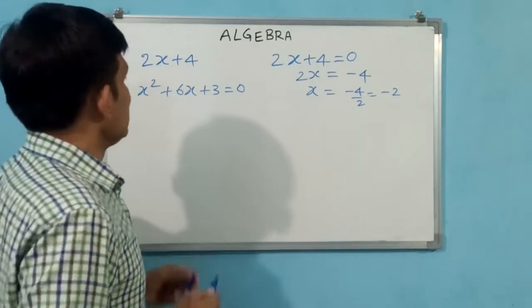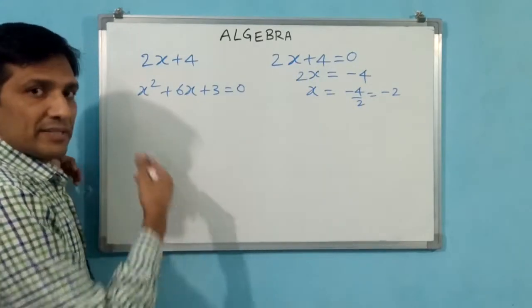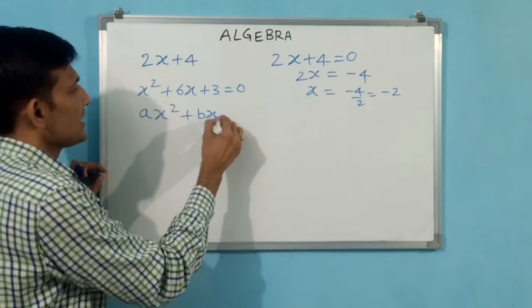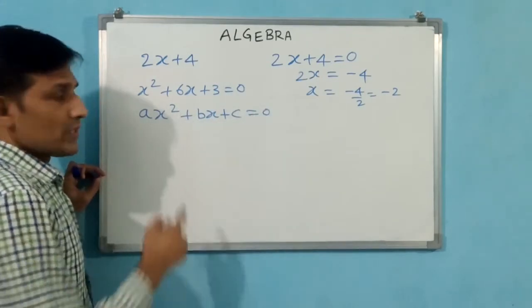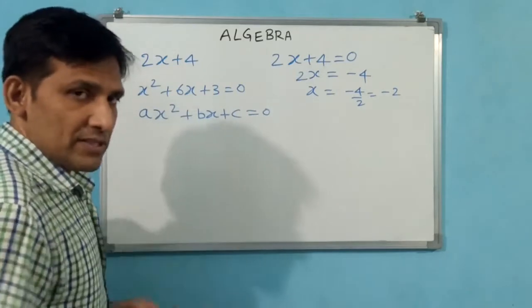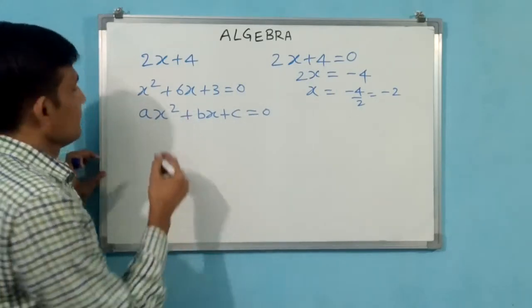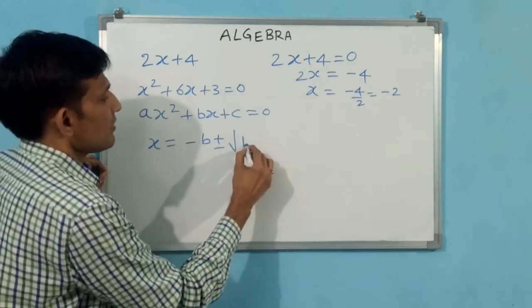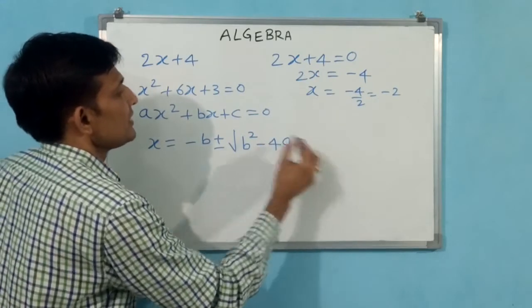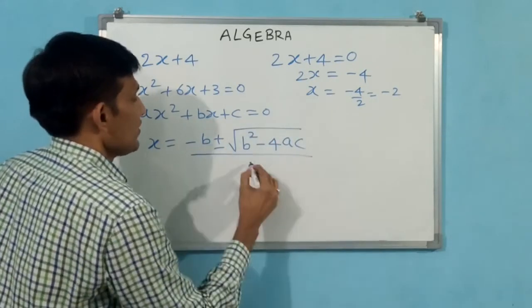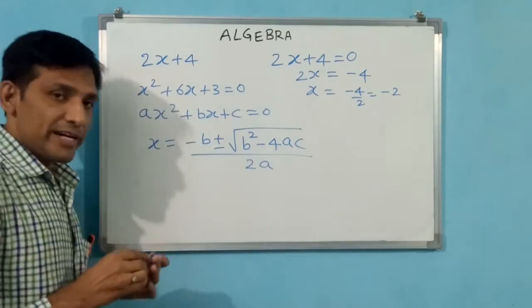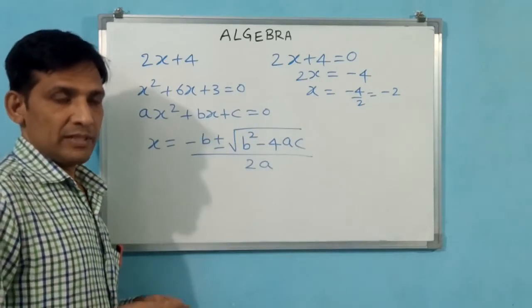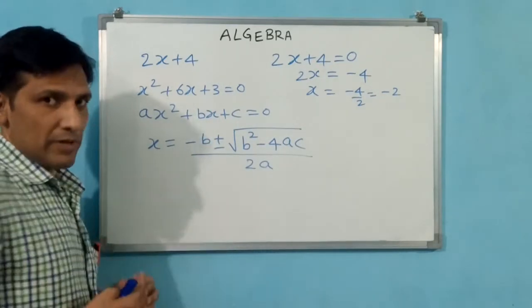Okay, and let us compare this equation with the standard equation. The standard equation is like this: ax square plus bx plus c is equal to 0. Then what is the standard formula for x? The standard formula is x is equal to minus b plus or minus square root of b square minus 4ac, by 2a. Rather than this formula, we can also do it with the factorization method. If the factorization method doesn't work, then we go for this formula.